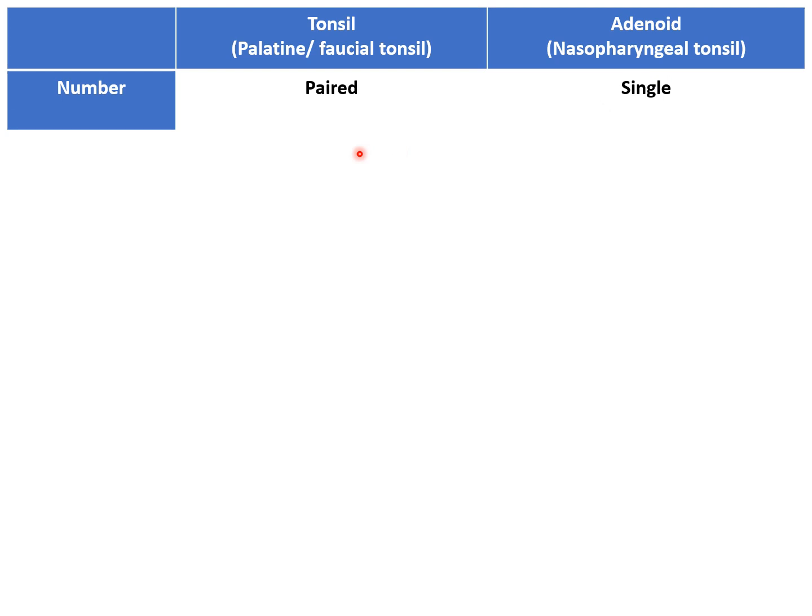as nasopharyngeal tonsils. The location: the tonsil is situated in oropharynx, in the tonsillar fossa on either side, between the anterior and the posterior pillars. While adenoids, they are situated in the nasopharynx, at the junction of the roof and the posterior wall of the nasopharynx.